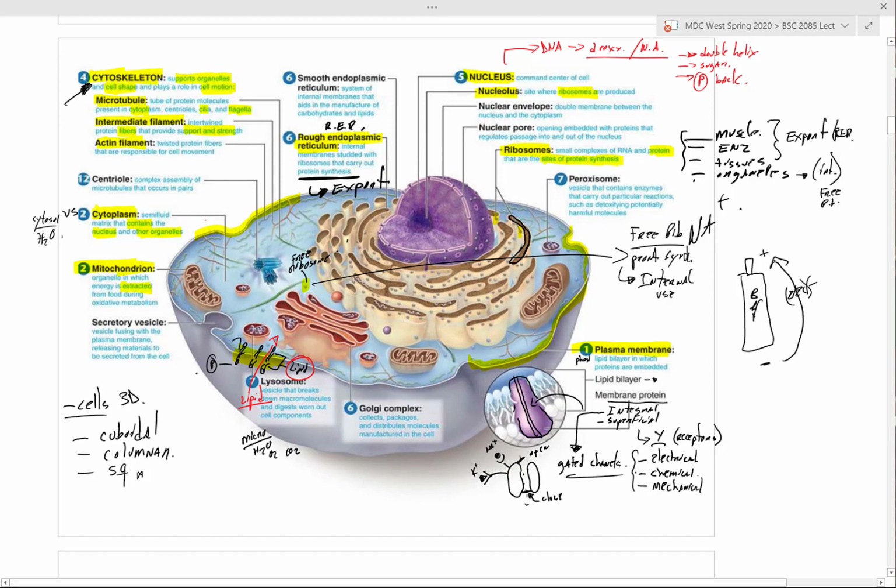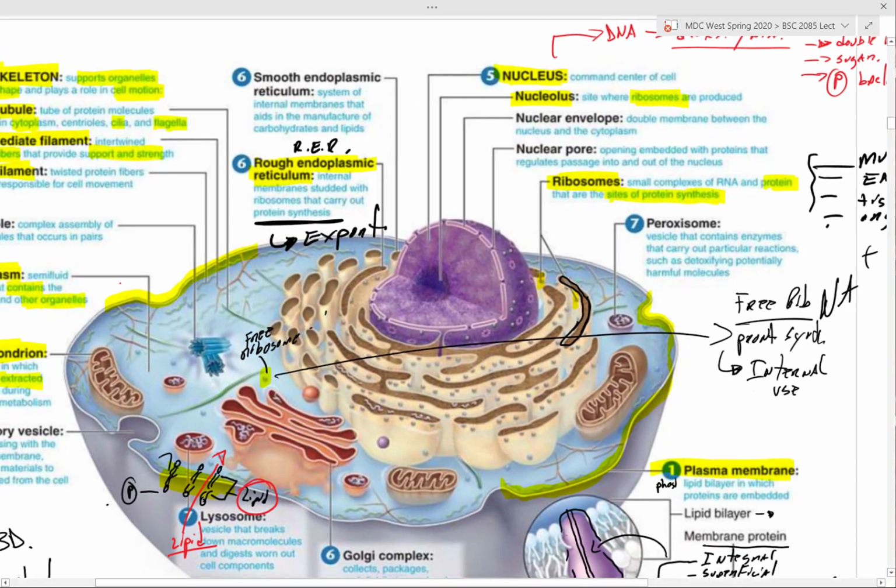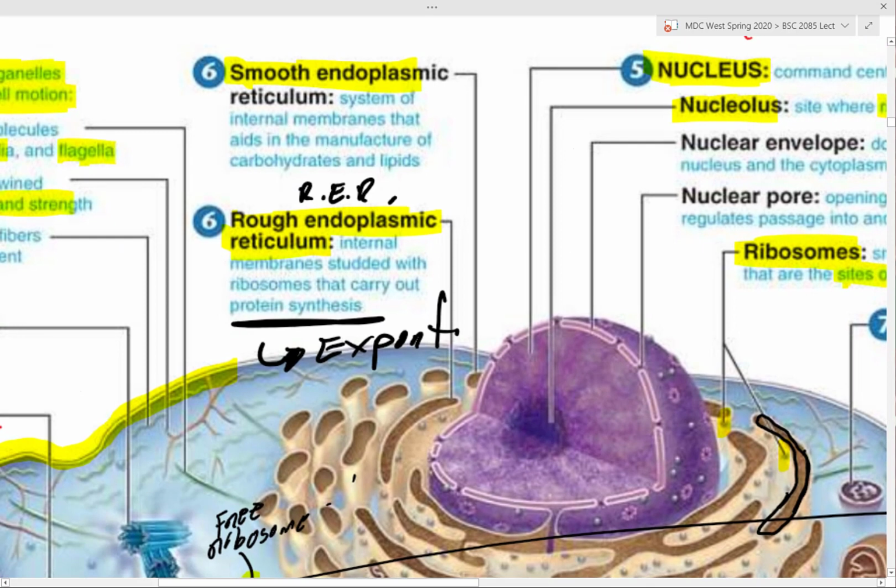All right. The next one that we're going to talk about is the smooth endoplasmic reticulum. The smooth endoplasmic reticulum is basically for what? Let me open that up. It says carbohydrates and lipids. It says manufacture. It means you're going to create, you're going to build, you're going to synthesize what in there? Carbs and lipids. What carbs do you make in your body? How do you store carbs?